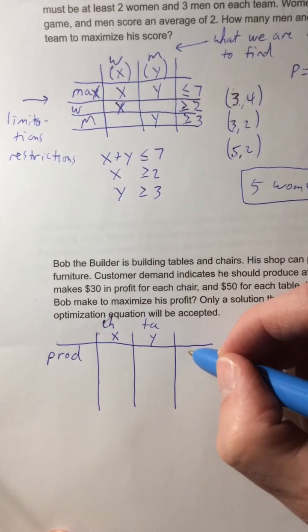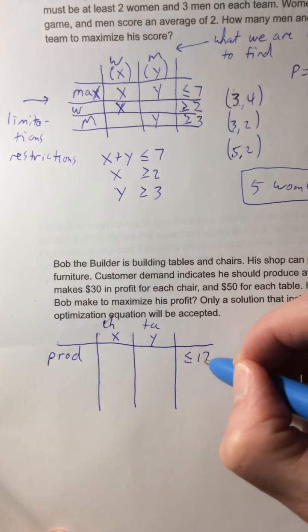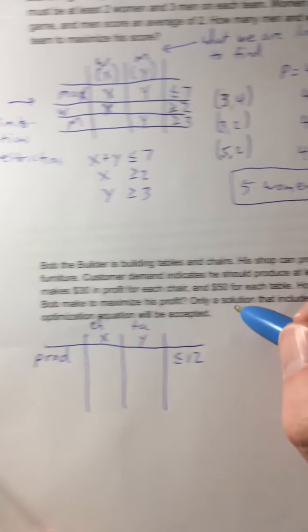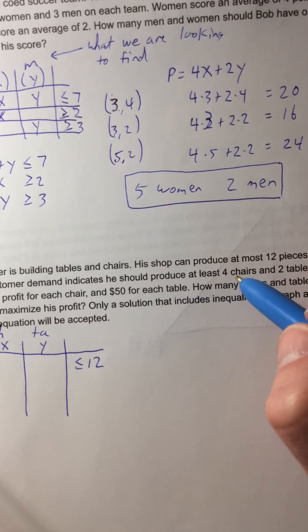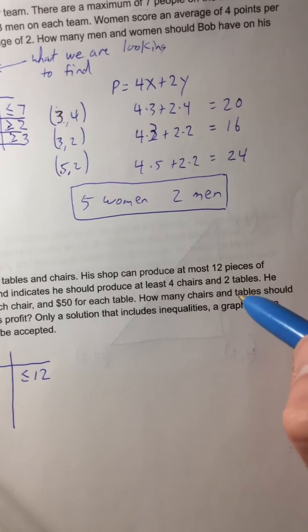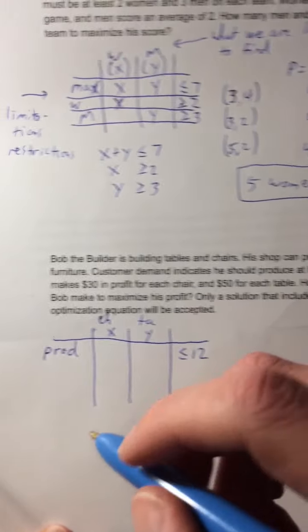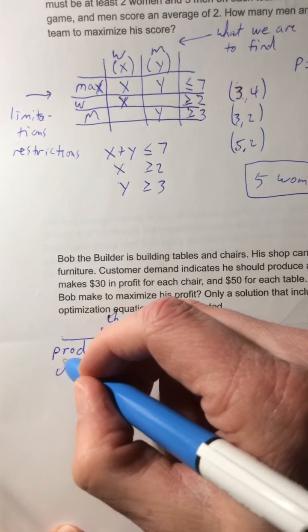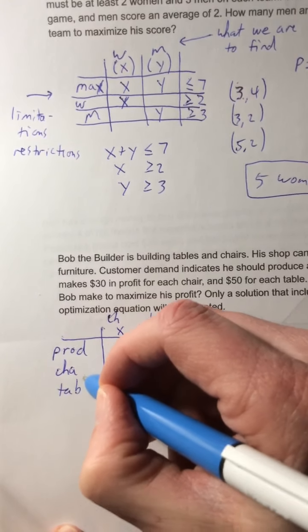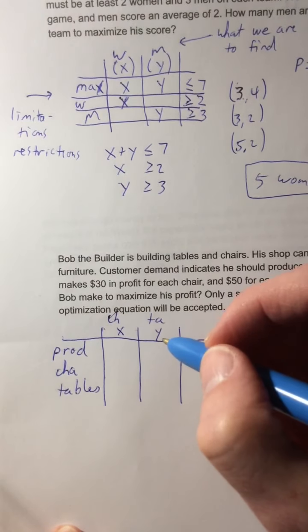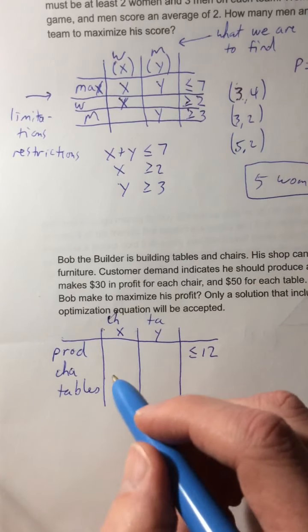And we know that he can't produce any more than 12 pieces of furniture. And we also read that he needs to produce at least 4 chairs. Again, we can't make as many chairs as we want. We've got to make that many. And we got to make that many tables. So again, the restriction over here is the number of chairs and the number of tables. I have no idea why I just wrote that entire word out.